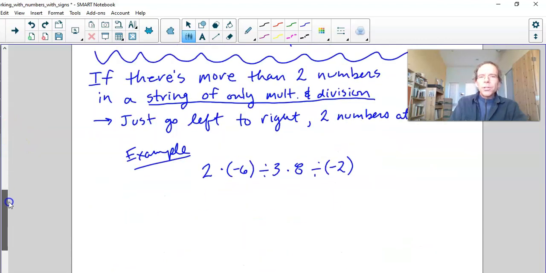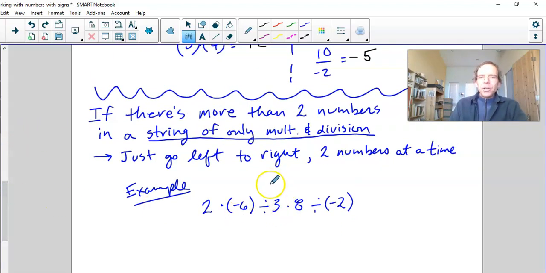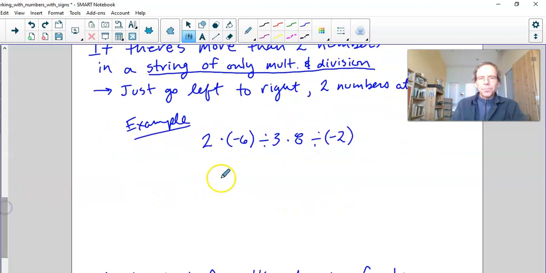If there's more than 2 numbers in a string of multiplication and division, what do you do? Well, it's easy. You just go left to right, 2 numbers at a time. So let's do this example and see what happens. We've got 2 times negative 6. We're starting from the left, right? 2 numbers. One's positive, one's negative, so the result's going to be negative. 2 times 6 is 12, so negative 12.